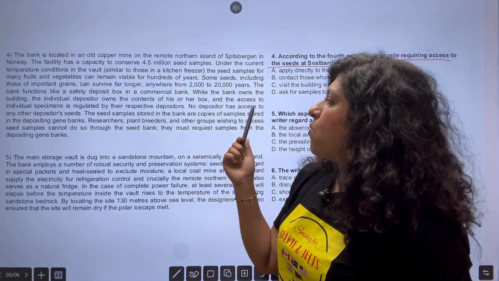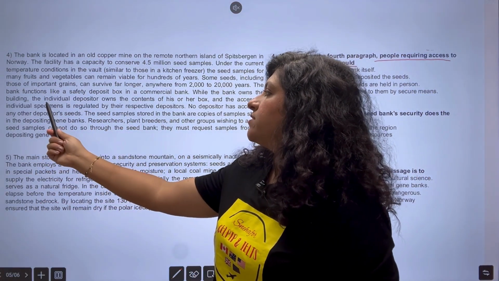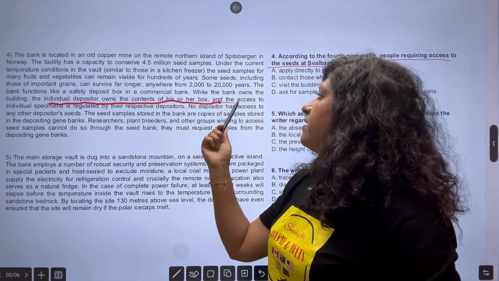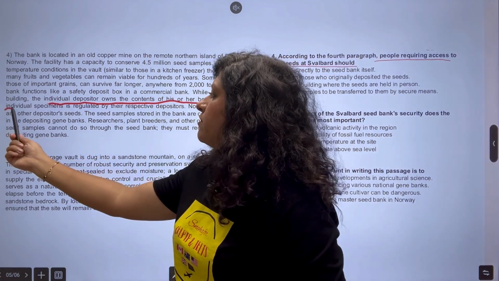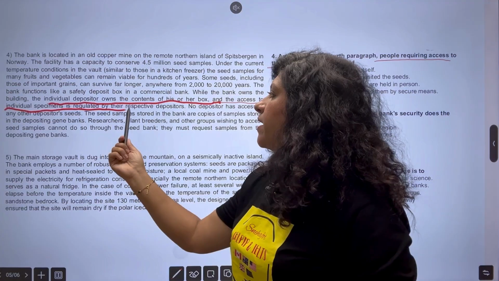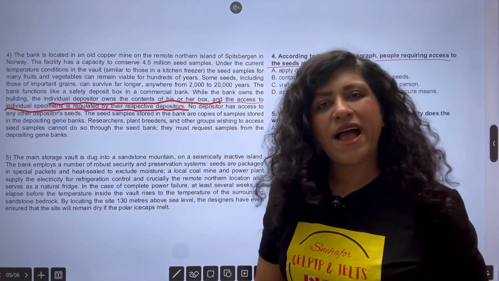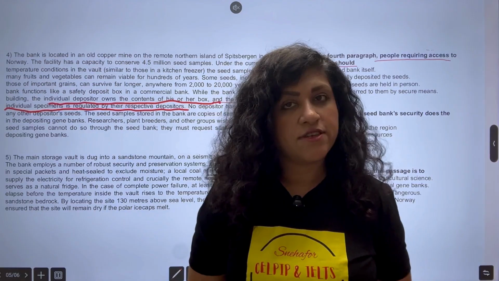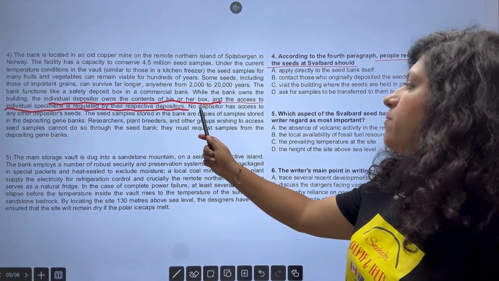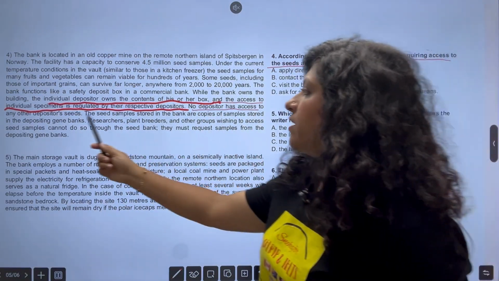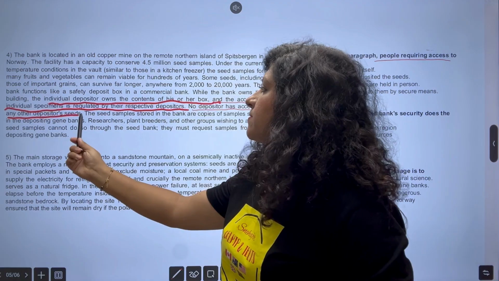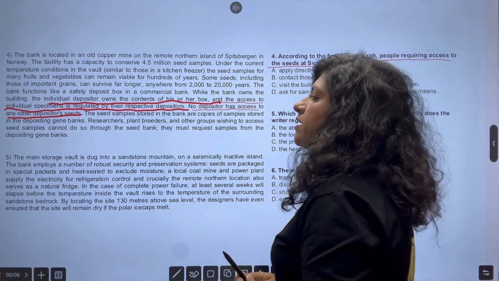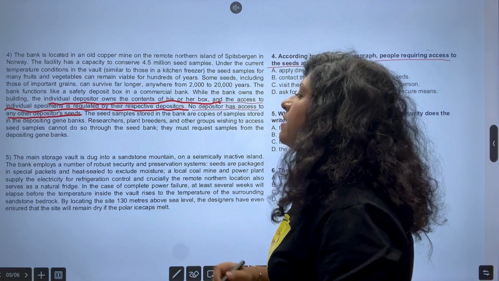While the bank owns the building, the individual depositor owns the content of his or her box, and access to individual specimen is regulated by their respective depositor. So who has the access to the seeds? The respective depositor, the one who deposited those seeds. No depositor has access to another depositor's seeds. The seed samples stored in the bank are copies of samples stored in the depositing gene banks.